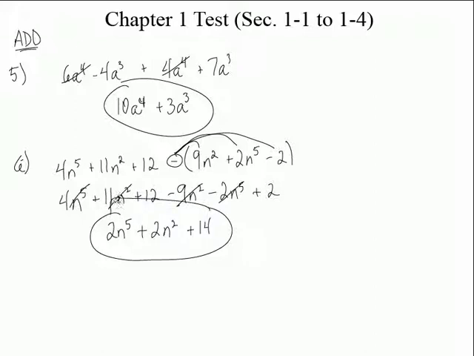Whoops, terrible circle. All right, you get the idea. You can't add those any further because that's the end of the fifth. That's an n squared. You just keep it like that. There's nothing else you can do with that.